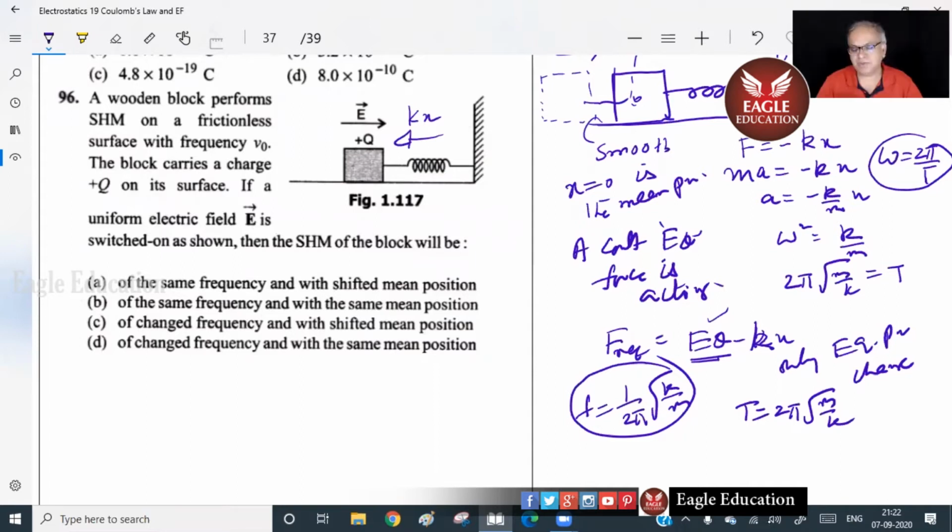At X equals 0, the net force was not 0. There will be one X where, if you make it 0, you'll get X equals EQ by K. At this point, the net force becomes 0. That's what you mean by the equilibrium position. So about that, once again, it is proportional to X only. That's what you mean by saying that the time period does not change, but the equilibrium position changes. That will be EQ by K. Right now, just take it for granted, we'll see.